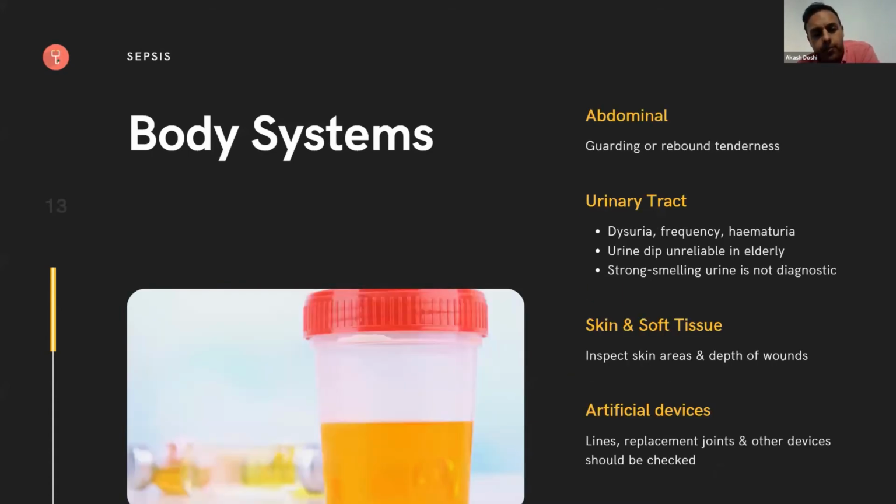And then the four other body systems. So underneath the diaphragm. Abdominal. So the thing that's going to make us really worry about abdominal infections are if they've got guarding or rebound tenderness. Guarding and rebound tenderness is a difficult thing to pick up. So here's a couple of tips to help you pick it up.